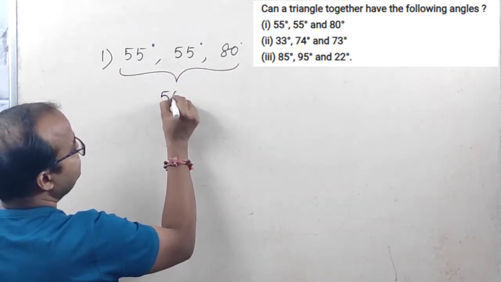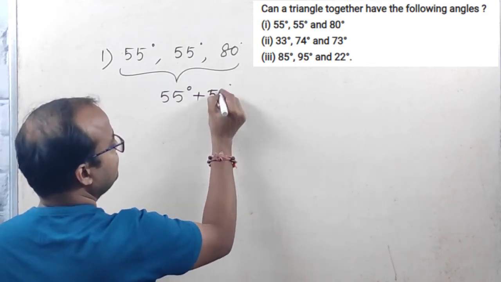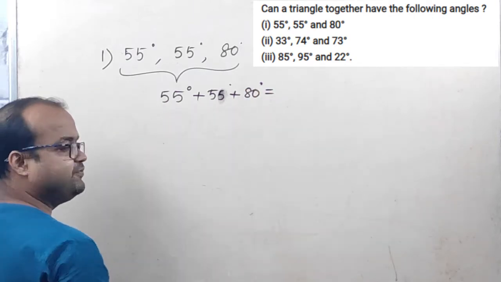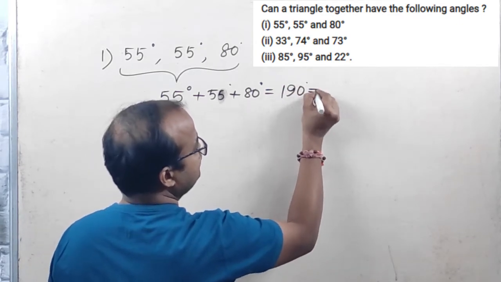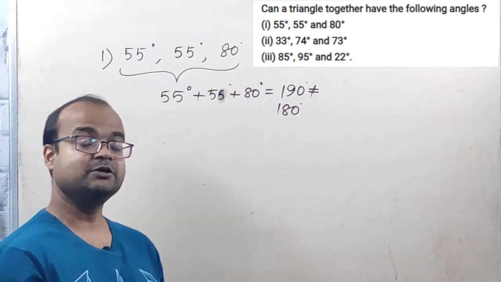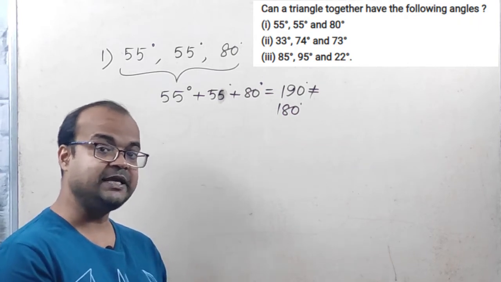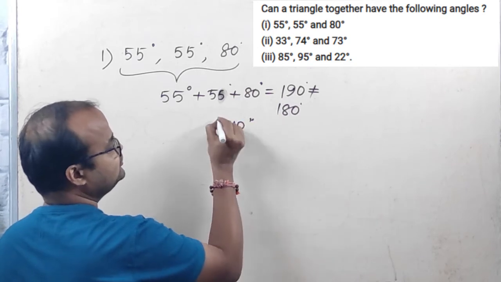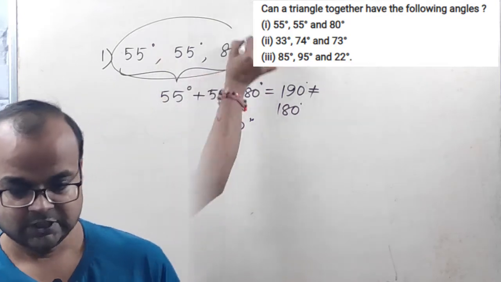So we write 55 plus 55 plus 80 equals 55 plus 55 is 110, plus 80 is 190. This is not equal to 180 degrees as per the angle sum property, because the angle sum property says that in a triangle the sum of the internal angles is equal to 180 degrees. So we say no, it is not possible to have a triangle with these sets of angles.